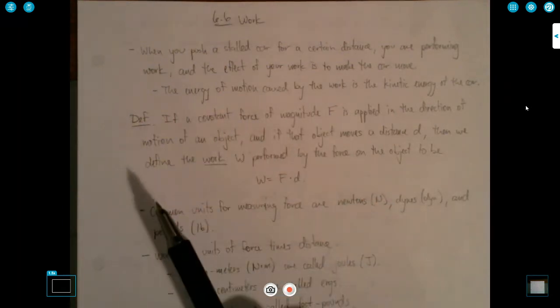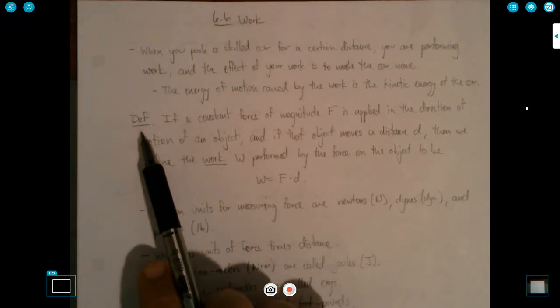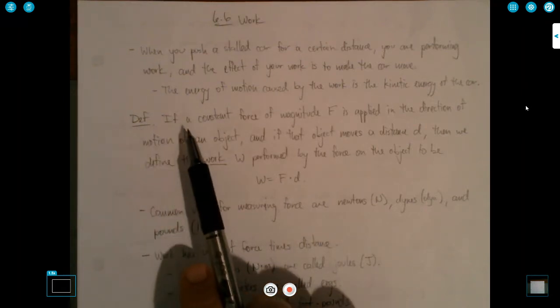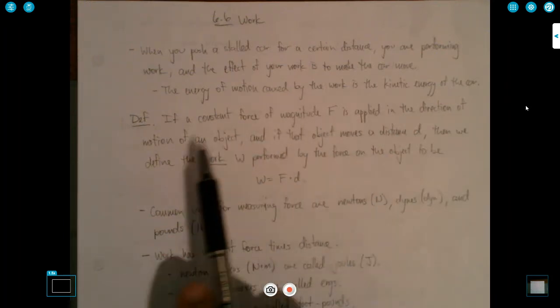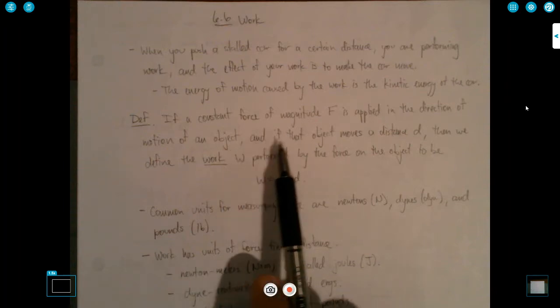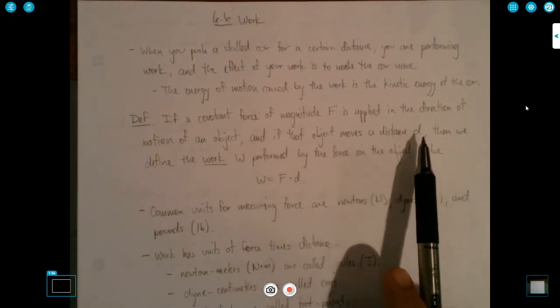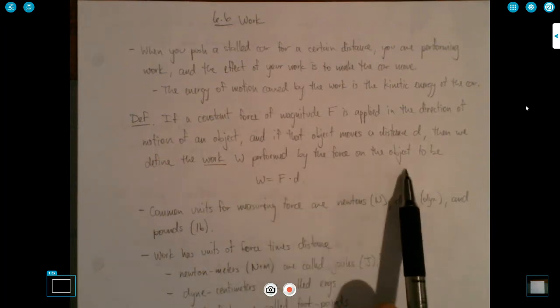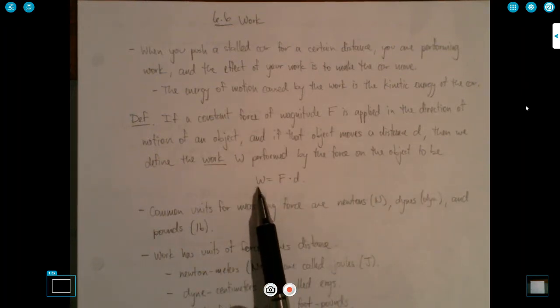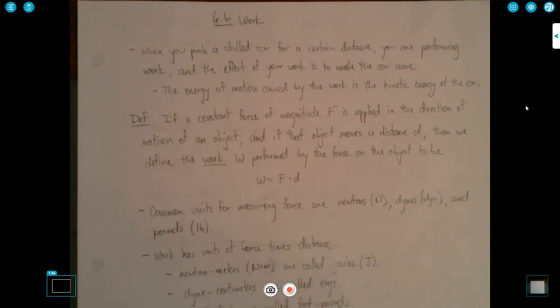Okay, but going back to work, the way that we define it in physics is as follows. If a constant force of magnitude F is applied in the direction of motion of an object, and if that object moves a distance d, then we define the work, W, performed by the force on the object to be W equals F times d. So work is force times distance.